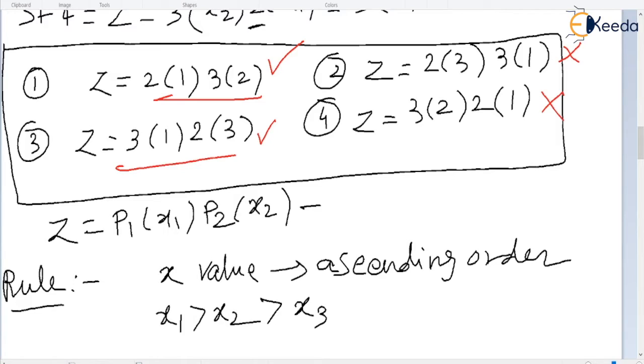So we are going to deal with these two formulas, formula number 1 and formula number 3, that is Z is equal to 2 in bracket 1 and 3 in bracket 2, and the third formula, Z is equal to 3 in bracket 1 and 2 in bracket 3. So with this method we have selected the most suitable formulas from the possible combinations. Out of 4 combinations, 2 are possible structural formulas that will be most suitable for this gearbox. Now we are going to see how we can get the structural diagram.